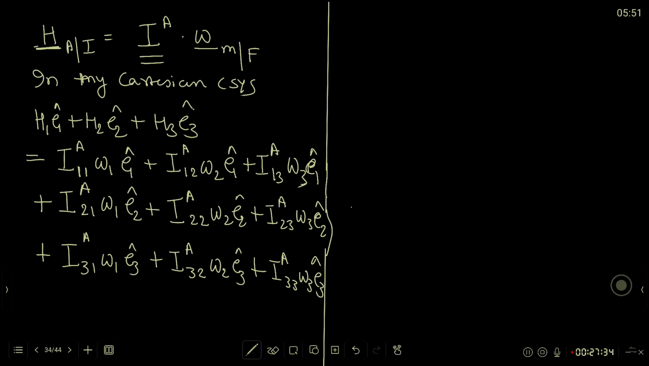Yes, I believe it is correct. This can be written in compact form as I_A,ij omega_j e_i, where i goes from 1 to 3 and j goes from 1 to 3.